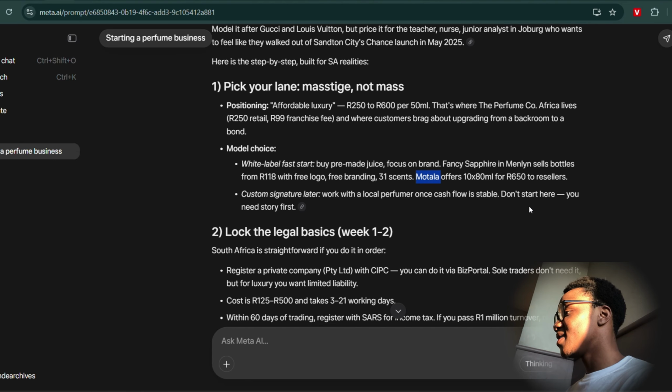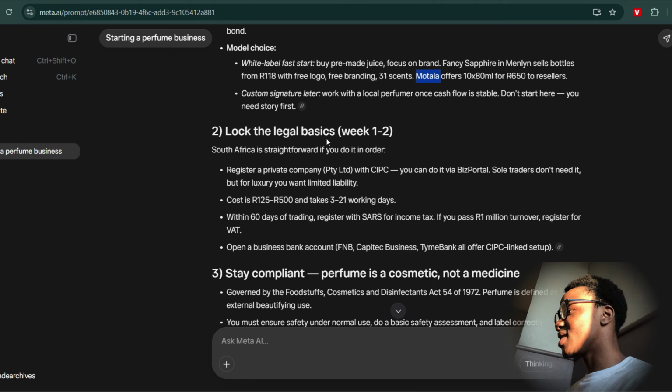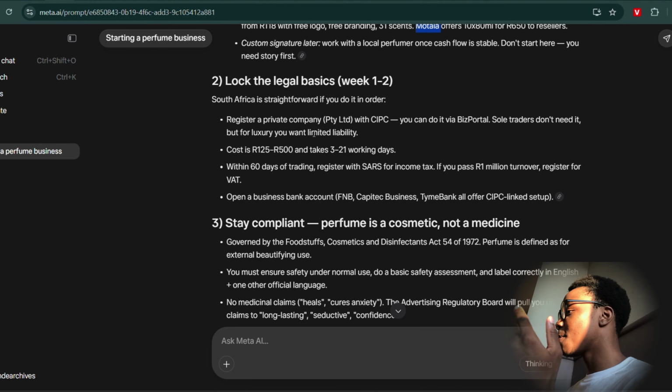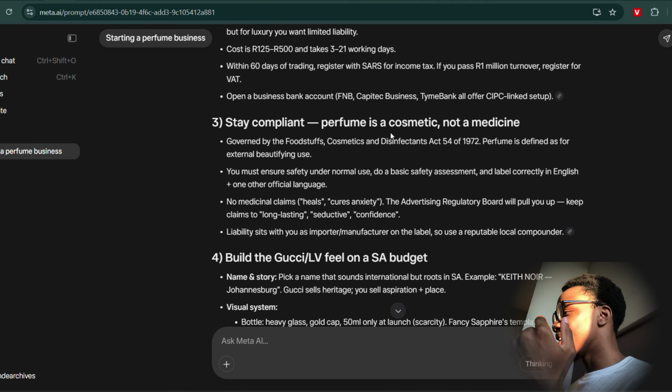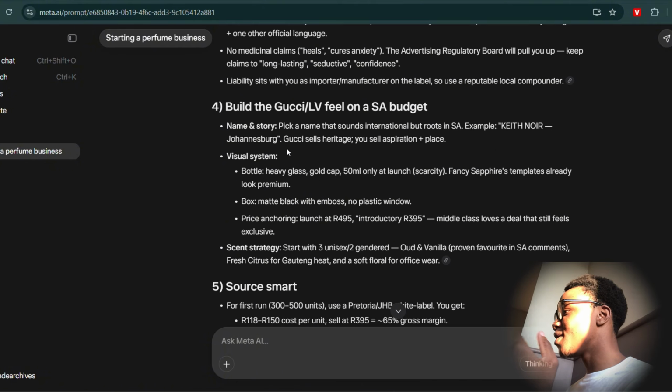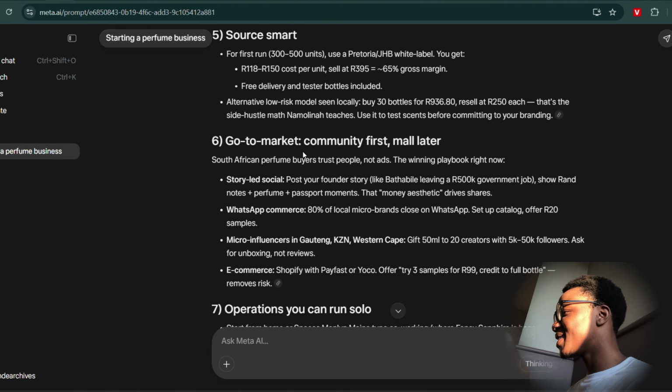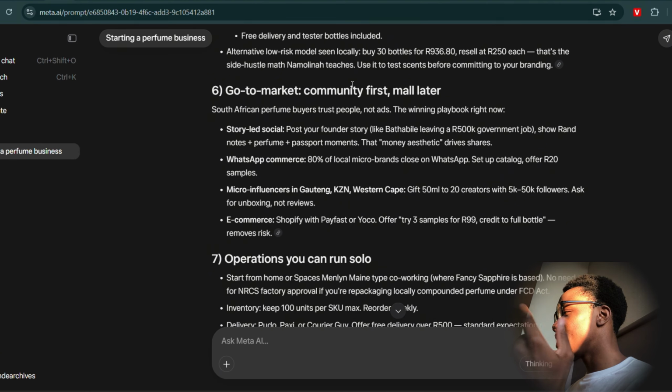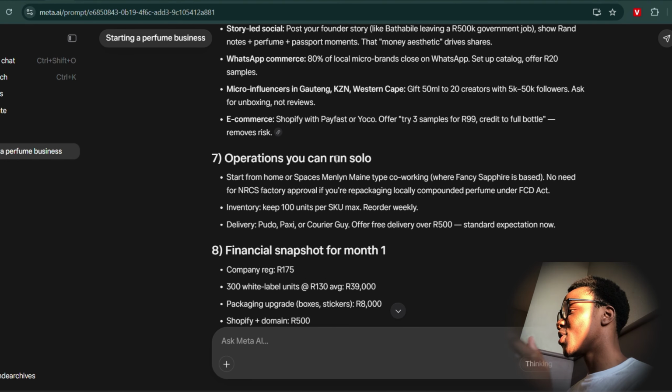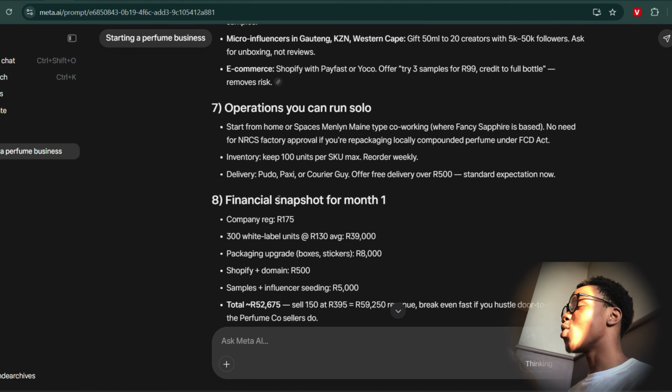Start here. You need story first. Lock the legal basics. Register a private company. Stay compliant. Build the Gucci LV feel on a SA budget. Source smart. Go to market. Community first. More later. Operations you can run solo. Start from home or spaces like co-working where Fancy Sapphire is based.